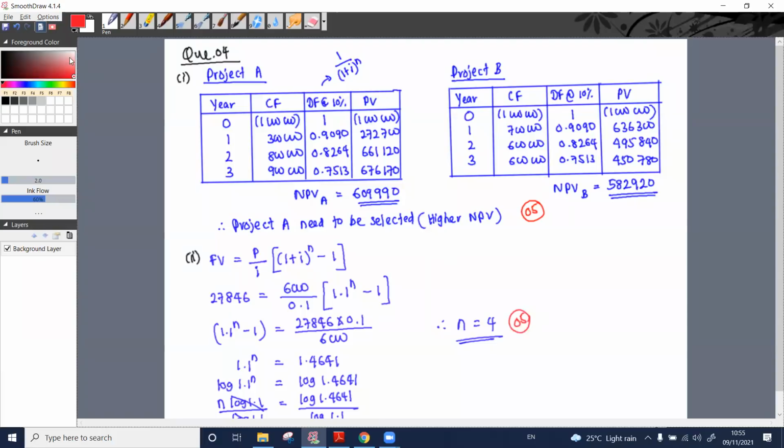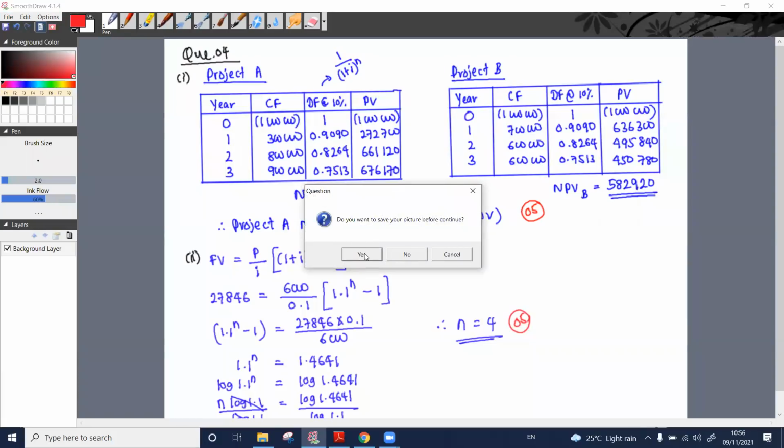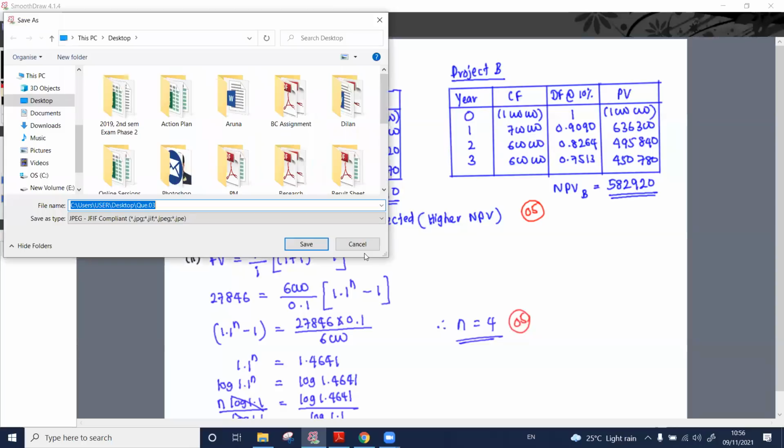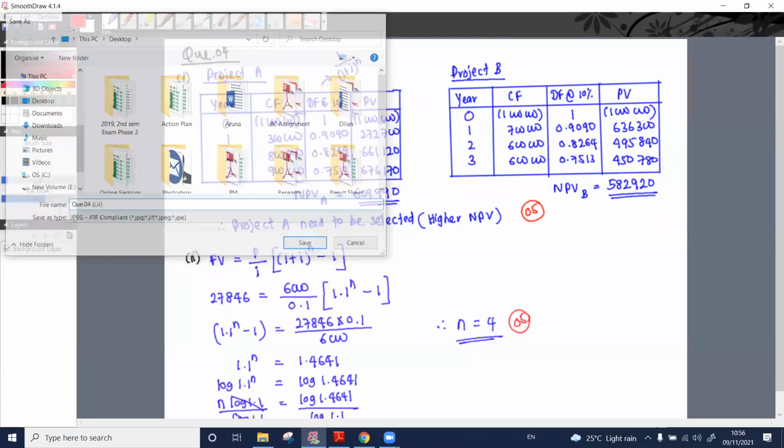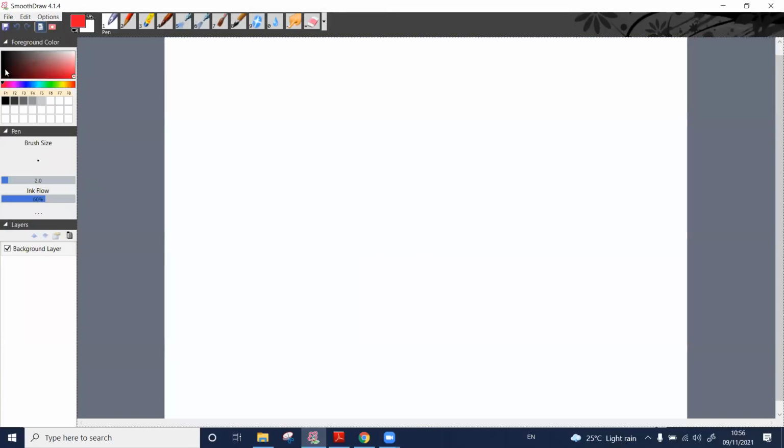I will take it into a different sheet. Part 3.